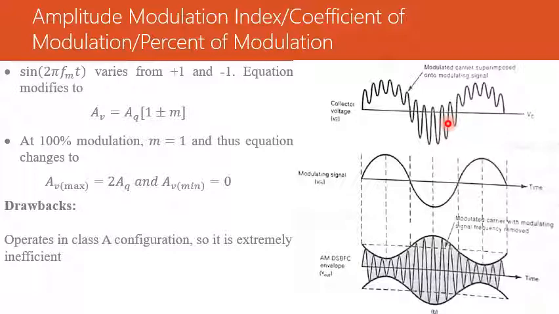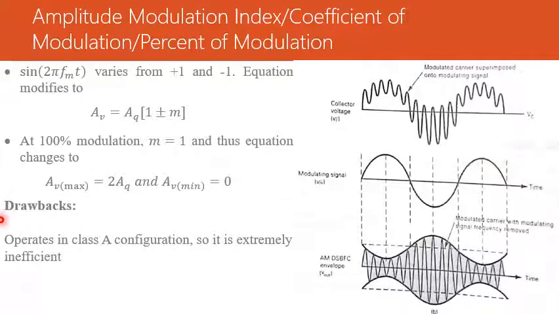So with emitter modulation, the amplitude of the output signal depends on the amplitude of the input carrier and the voltage gain of the amplifier. So the coefficient of modulation depends entirely on the amplitude of this modulating signal.